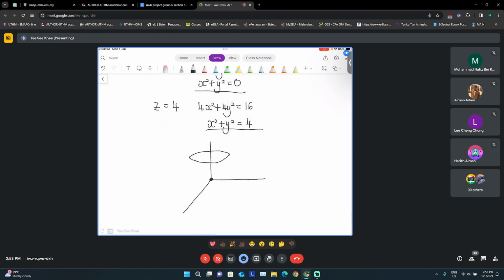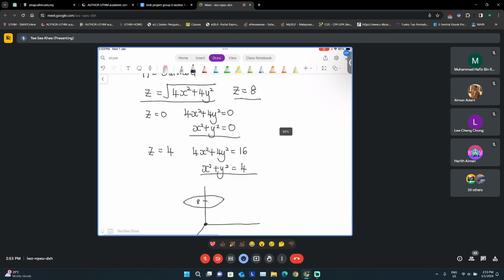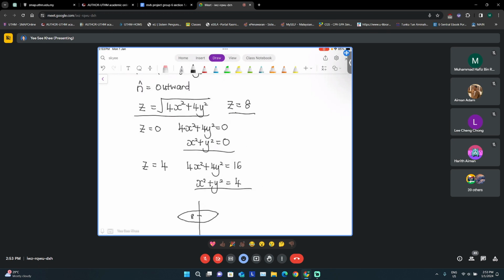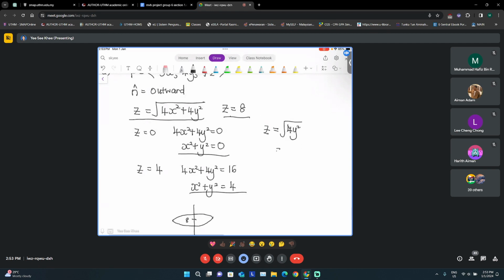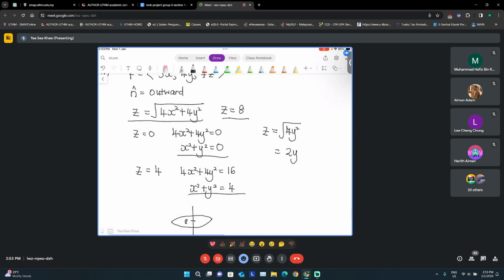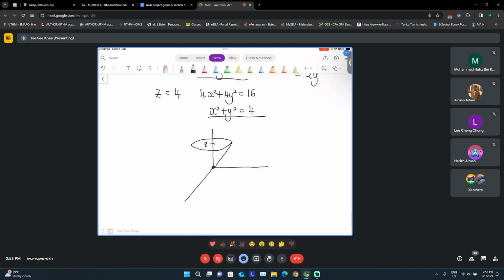It stops at z equals to 8. So just imagine here this is 8. Now you have to decide whether this part is a curve or a straight line. You can assume x or y to be 0. If x is 0, you have 4y squared, so it could be 2y. It means that it's a straight line. So the circle for 4 might be here. So this is your structure.